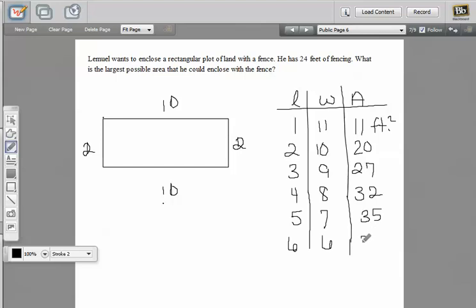And that is the largest possible, because then we would start repeating the 7 and 5 and retracing our steps backwards, right? So 6 times 6 is the largest we can get. So 36 feet squared is the largest possible area that we can have with the enclosed fence.